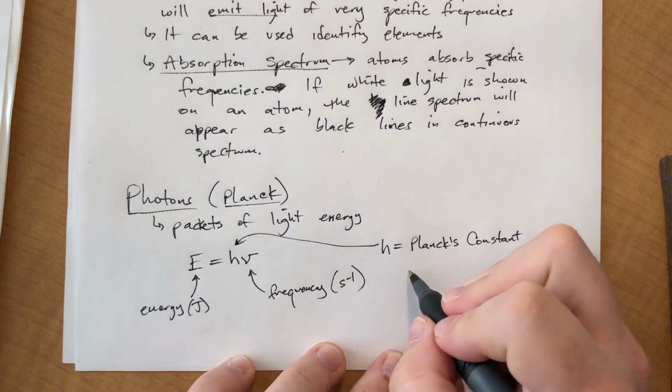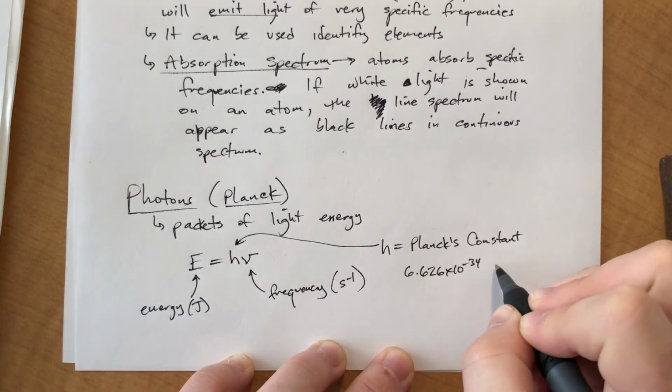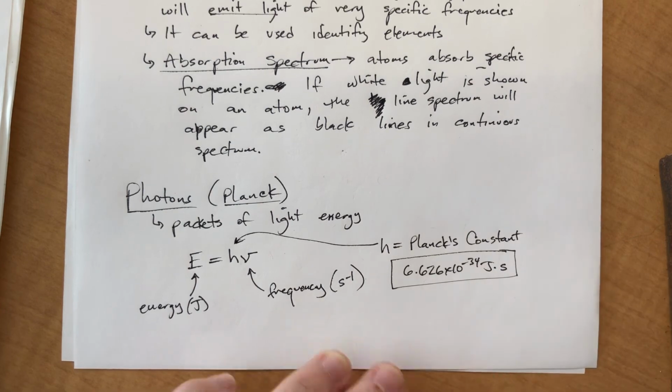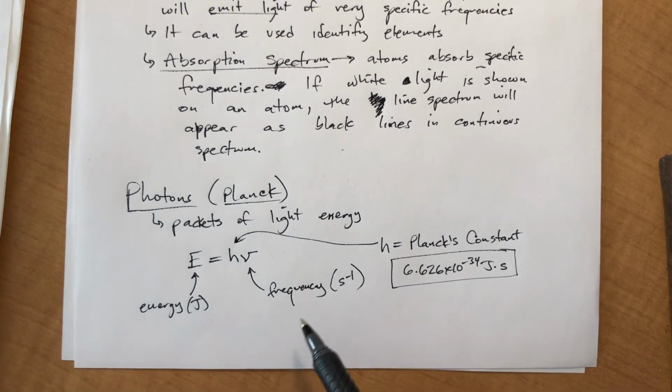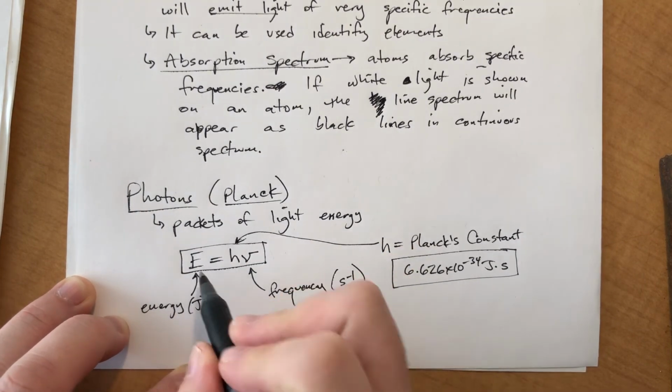And the value is 6.626 times 10 to the negative 34th joule seconds. Just some physical constant of the universe, I guess, partly based on the fact that we set seconds to be a certain interval of time. But anyway, the idea is the higher the frequency, the higher the energy.